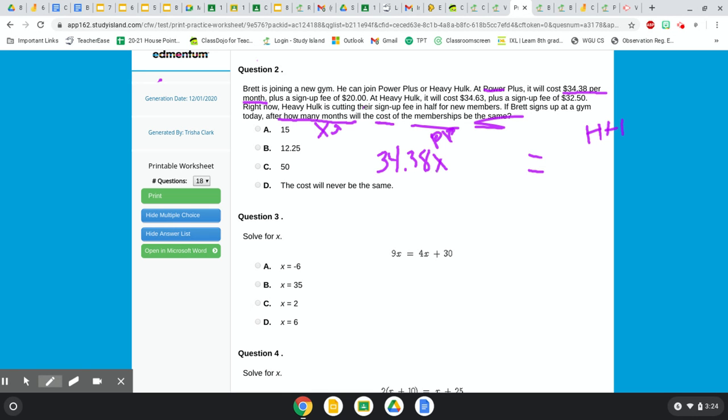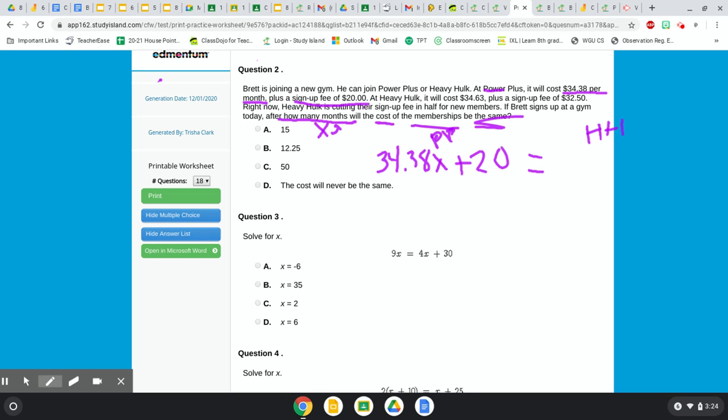So it also has a sign up fee of $20. Well, you're not paying that more than one time. That's just a one time thing. So that's just an additional $20. Okay, so it doesn't have an x attached because you're not paying it every month.